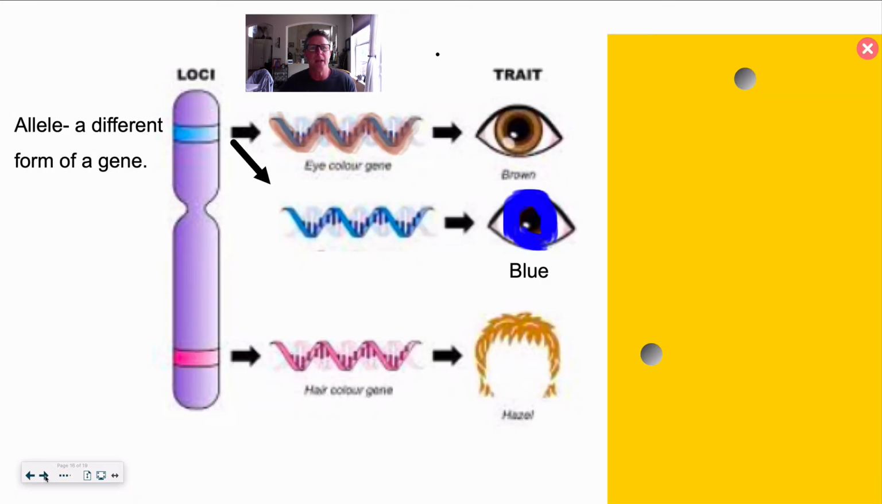So alleles then are a different form of a gene. So I have this stretch of DNA that is my genotype, and that gene could give rise to brown eyes, or this same area on the chromosome, the loci, it could be slightly different sequence of bases and give rise to a different phenotype, blue eyes. So once again, allele is a different form of a gene, either brown or blue in this case.